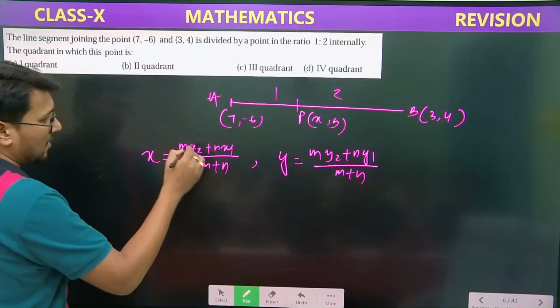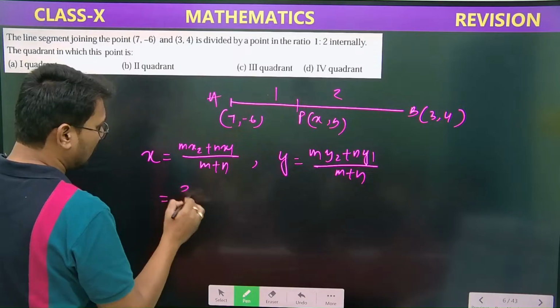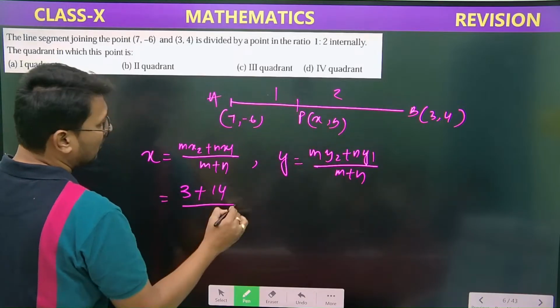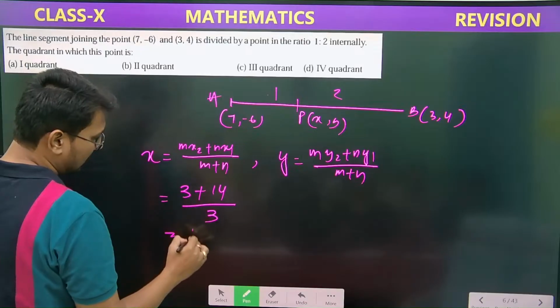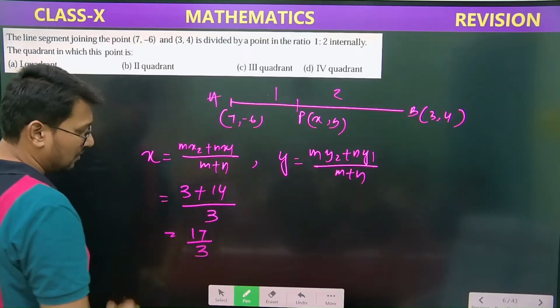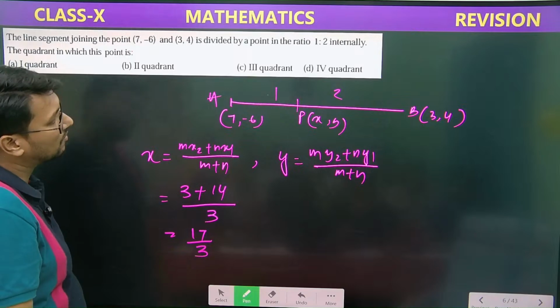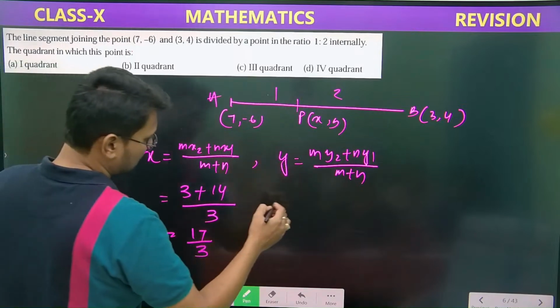Let us put the values. m is 1 into 3, that is 3, plus n is 2, 2 into 7 is 14, so 17 by 3. This is plus. You said fourth quadrant. Oh, fourth quadrant. Okay, that means y should be negative.